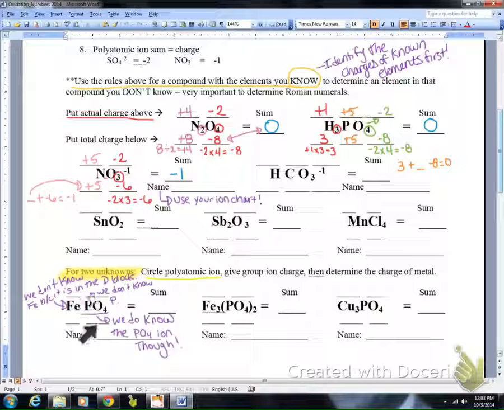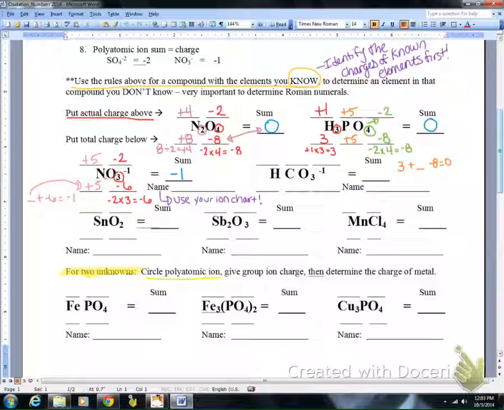The thing that we do know is that this is a polyatomic ion, it's phosphate, and we do know the charge of that total ion, and that's what we're going to use. So we're going to circle our polyatomic ion, give the group the ion charge, and then determine the charge of the metal. So the first thing we're going to do is circle our phosphate ion there. And I'm going to identify my charge on the phosphate ion as a -3, and I got that from the back of the periodic table.